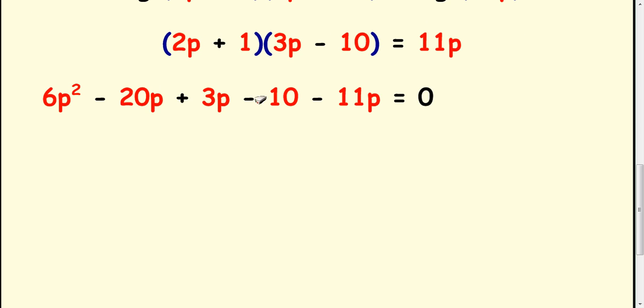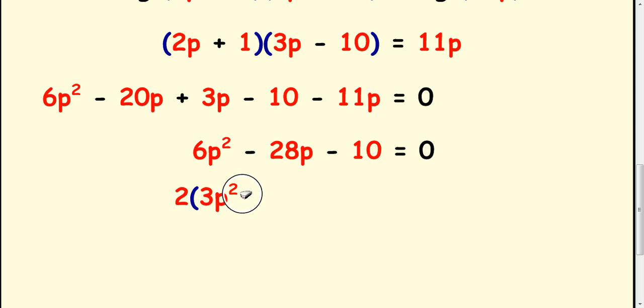We're going to simplify this and then factorise it. So we've got negative 20p, take away 11p, which is negative 31p, and then plus 3p, so that's going to be negative 28p. So we're going to have 6p squared, take away 28p, and take away the 10. Now to factorise this, the easiest way is to take out a common factor. The common factor you can take out here is 2. So we're going to get 3p squared, 14p, and 5 here.